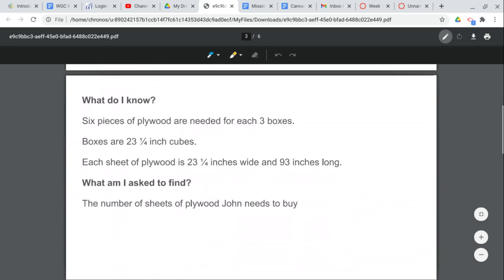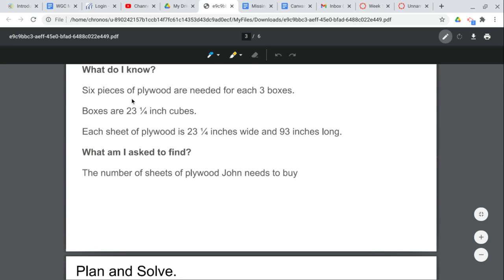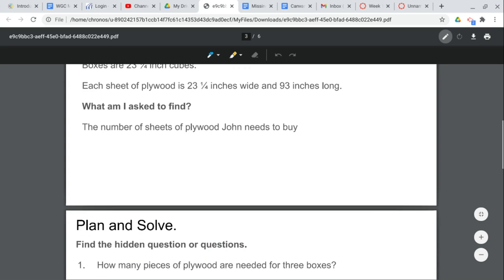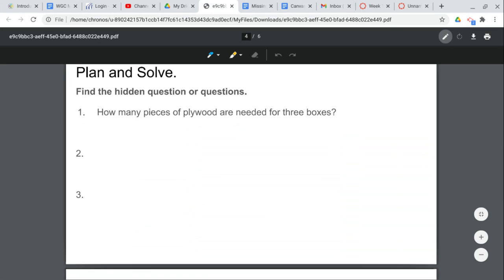So first off, what do we know? We know that 6 pieces of plywood are needed for each of the 3 boxes. We know the boxes are 23¼ inch cubes. And we know each sheet of plywood is 23¼ inches wide and 93 inches long. What do we need to find? We're asked to find the number of sheets of plywood John needs to buy. So now we plan and solve.